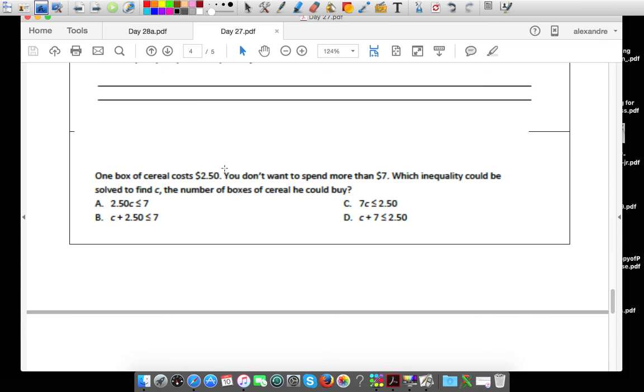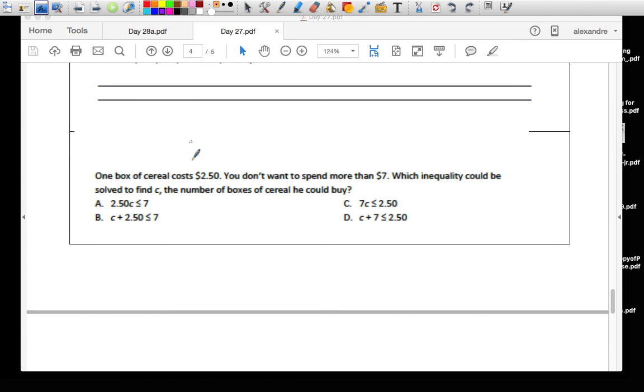Okay, last question. One box of cereal costs $2.50. You don't want to spend more than $7. Which inequality could be solved to find C, the number of boxes he could buy? So you don't want to spend more than $7. Can you spend $7? Yes, you can. So all this should be no more. You can't spend greater, so it's less than or equal to. This is your inequality sign.